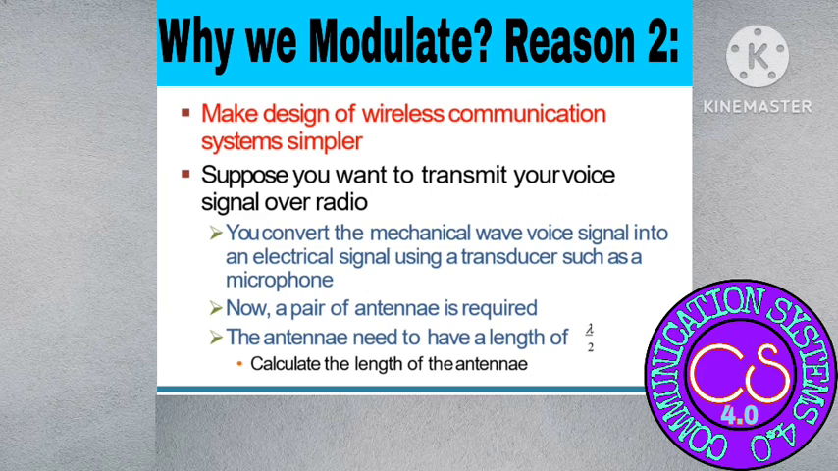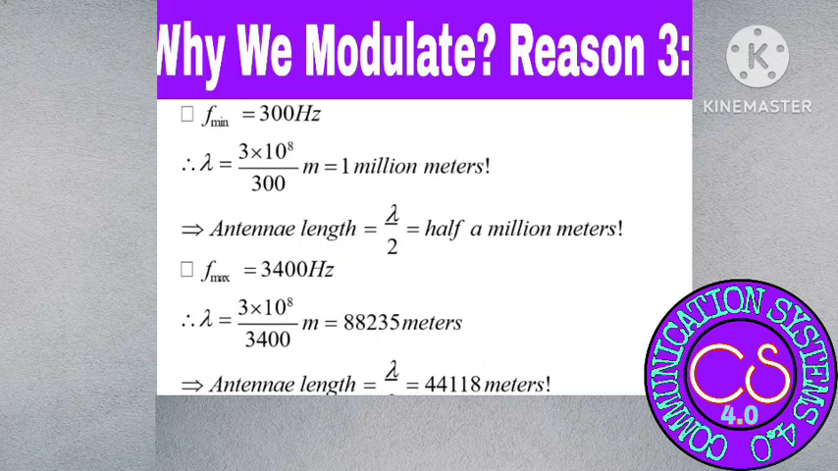So the first thing, okay, is to enable long distance transmission, and due to the limited power of the information signal, we are going to superimpose it on the carrier. The second is to make the design of the wireless communication system simpler. How will the design be simpler? Now the reason is in front of you.